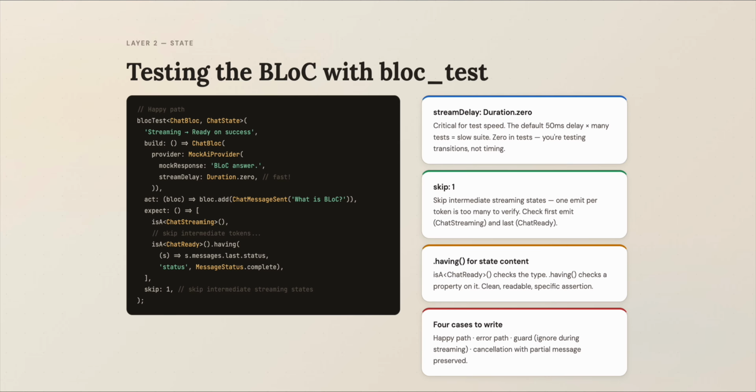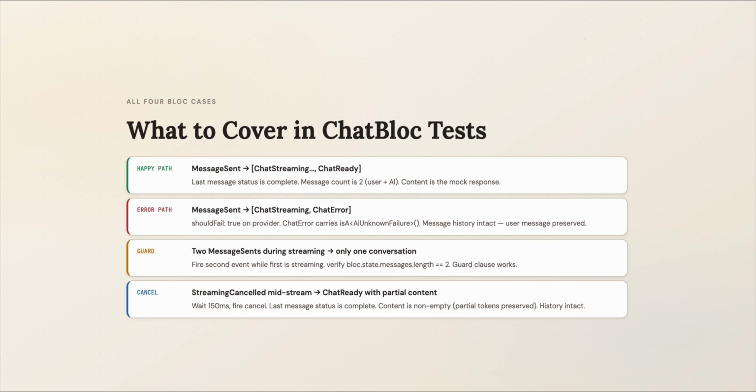Now, let's walk through each state test. So we have the happy path, BLoC test with mock AI provider. You assert the state sequence and make sure that it ends with chat ready and the last message is complete. For the error path, the should-fail flag is equal to true. Assert that the chat error carries the right failure type.